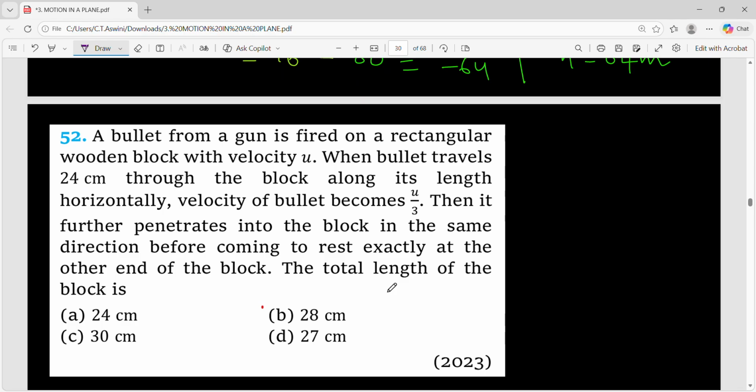A bullet from a gun is fired on a rectangular wooden block with a velocity u.